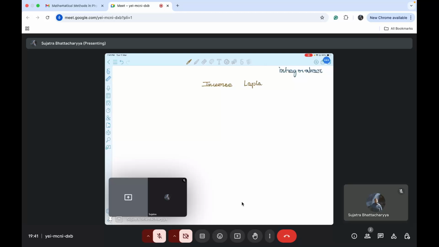Inverse Laplace transform. So what is the concept? Simple. If L, the Laplace transform of a function f(t), is F(s), then L inverse of F(s) is nothing but f(t). This is the part. We have seen in the Fourier transform and the inverse Fourier transform exactly similar way. This is how it is done. So L inverse is the inverse Laplace.